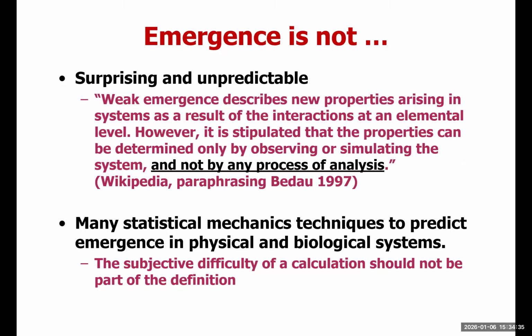All right, misconceptions about emergence. So some people will tell you that emergence is a phenomenon that is surprising and unpredictable. And I've given you some examples shown here. I don't think that is correct. Just because you can't predict something or it's surprising doesn't mean that you can't have a theory of it. I showed you a theory of the surprising, unpredictable behavior of neural networks and showed you that actually you can, if you know how to do the calculation, predict that. So there are many statistical mechanics techniques to predict emergence in physical and biological systems, and the subjective difficulty of a calculation is certainly not a part of the definition.